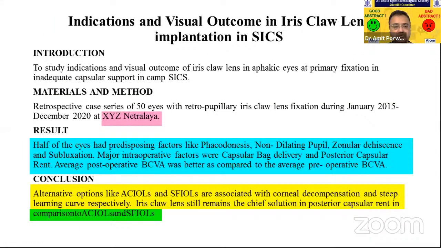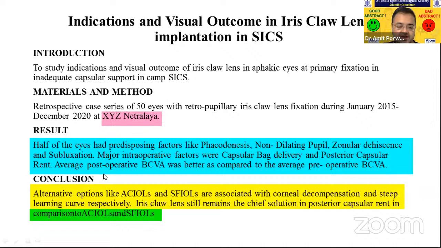The other study, I am just showing another abstract to show how it is a bad abstract. If you see the title, indications and visual outcome in iris claw lens implantation in SICS, again, the title is in capitals, caps lock is used everywhere to mention the heading, which is wrong. Then mentioning the name of the institute is never done in any abstract. Most of the conferences and publications don't want the center to be mentioned in the abstract. Coming to the result, there are no statistics at all. Everything is just descriptive.